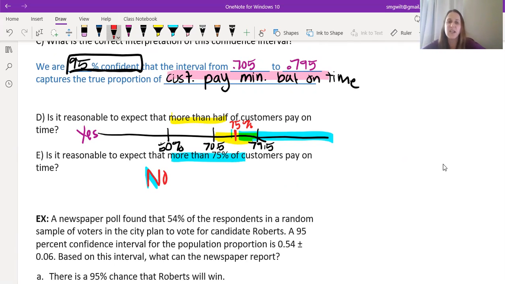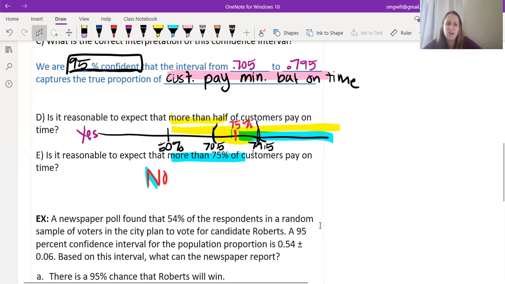It could have been like more than 70.6, right? That would be a true statement because it's the bottom of my confidence interval. If it was less than 79, 79 is within my confidence interval. That would be no, because it doesn't encapsulate my entire confidence interval. So the whole interval needs to be within that range of values. For more than half, my whole interval is in that yellow highlighted area. However, only part of my interval is in that blue highlighted area that represents more than 75%.